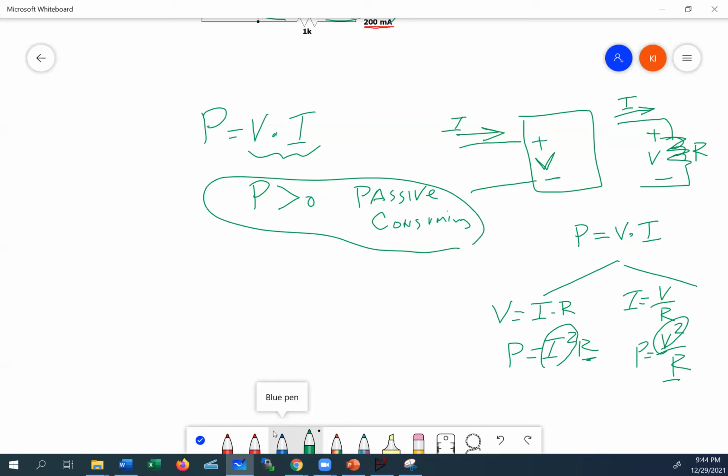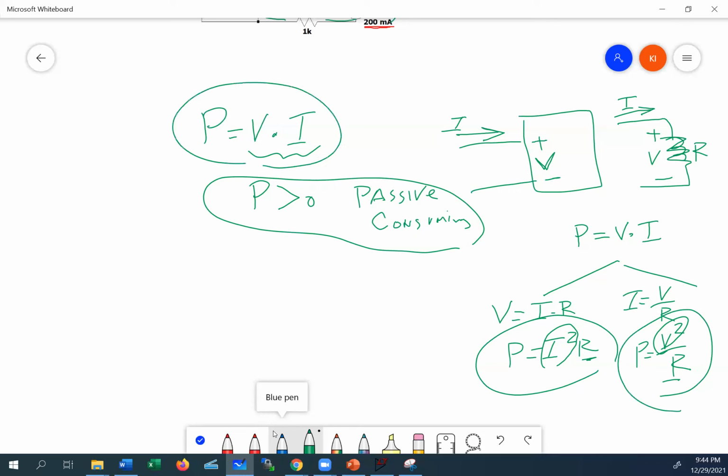So for example, if you have a baseboard heater at your home, that's a big giant resistor. If you have an electric cooking stove, that is basically a giant resistor. That is taking electricity and generating heat. Now, on the other hand, these relationships here, of course, only work if the device is a resistor, but this equation works everywhere.